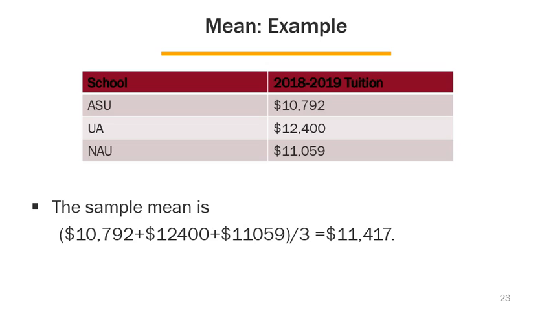An example here, just looking at schools and tuition. So we've got some schools here in Arizona, and we've got their tuition values for the 2018-2019 school year. All that we're doing to find the sample mean is adding up those values and then dividing by, in this case, 3, since there are 3 observations.